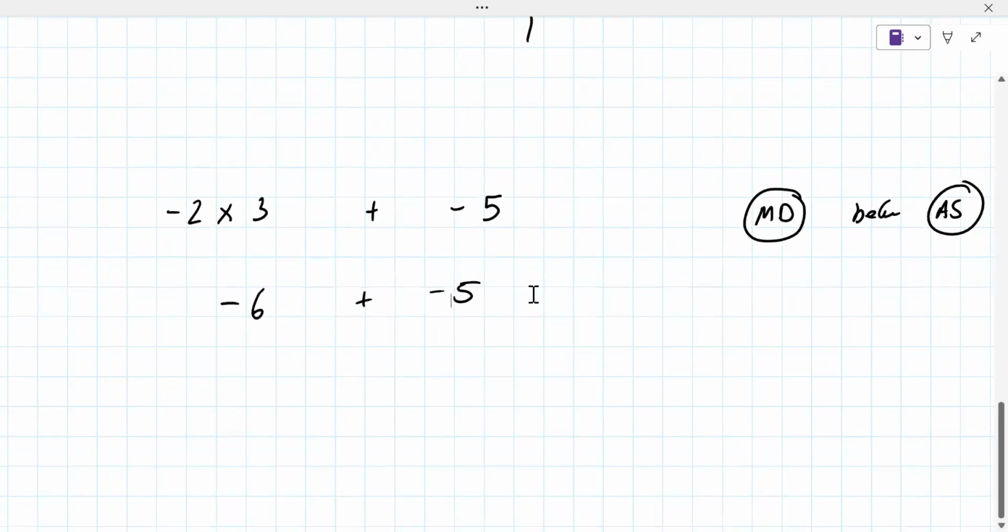So now you have to go back and remember the rules for addition and subtraction. Are these same sign or opposite sign? They are the same sign. Same sign, so what is the rule for that? Just add them together. Okay, so what is the result? -11. You got it.